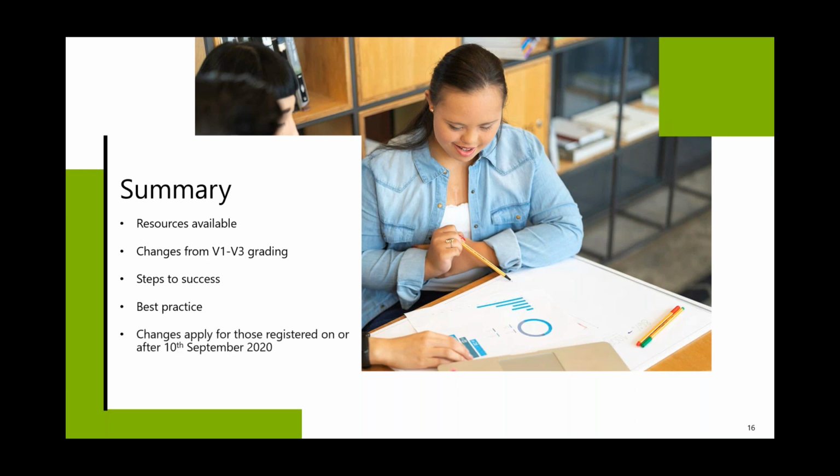Again, the changes between version 1 and version 3 apply from the 10th of September 2020. So any apprentices that were registered on programme from the 10th of September 2020 will be on version 3. So we're expecting our first apprentices through with this new grading system at the earliest on the 10th of September 2021.